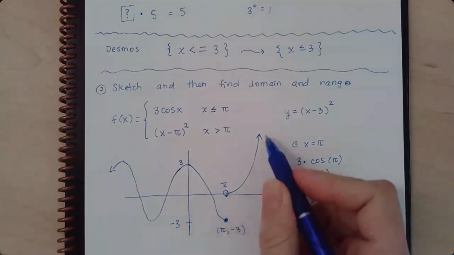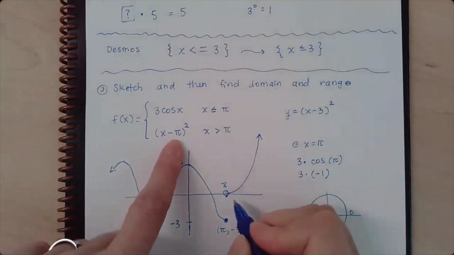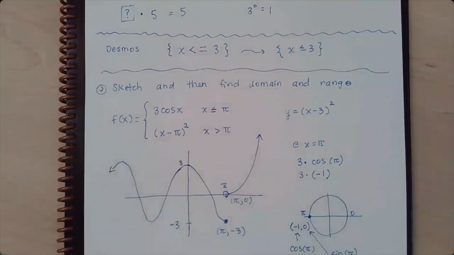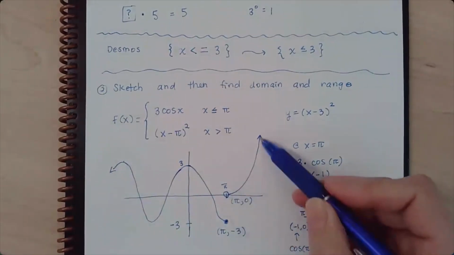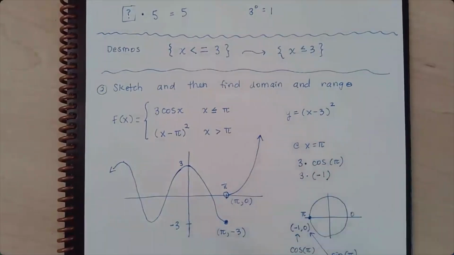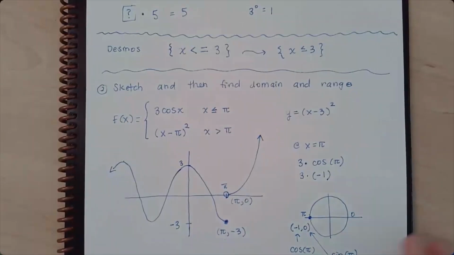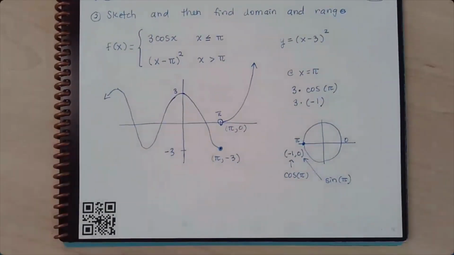This part is from the parabola where plugging in pi gives me 0. So maybe you were looking at this one, but that's my parabola side. On my cosine side, I did get a y value of -3. Oh yeah. That better?